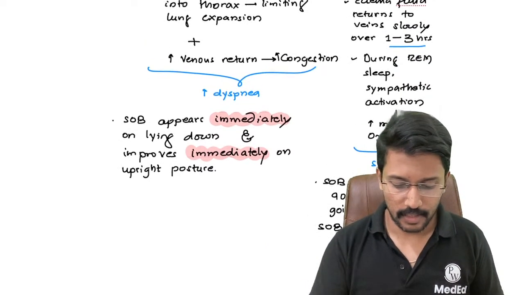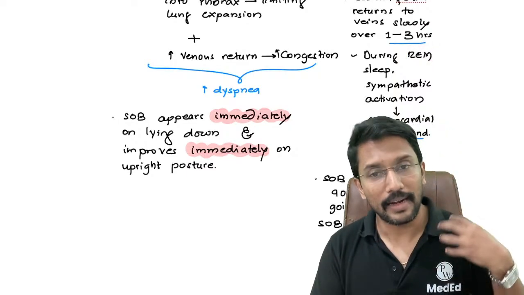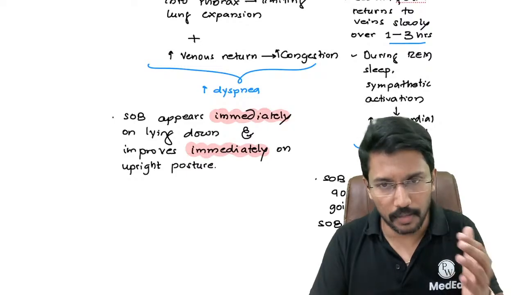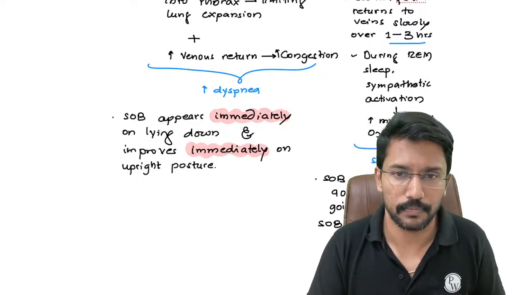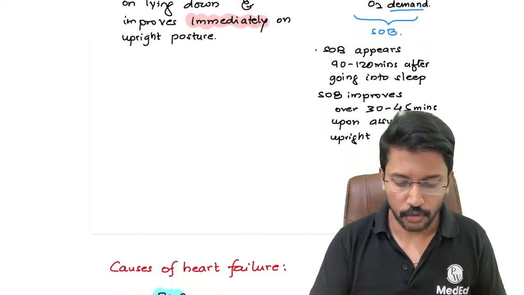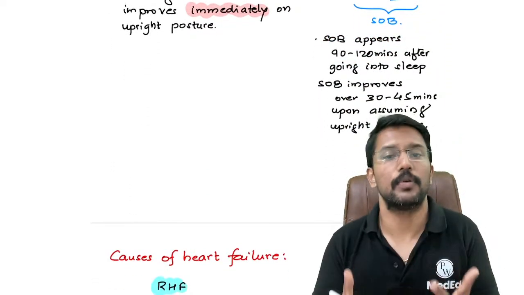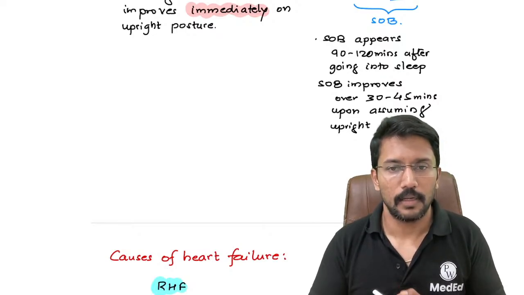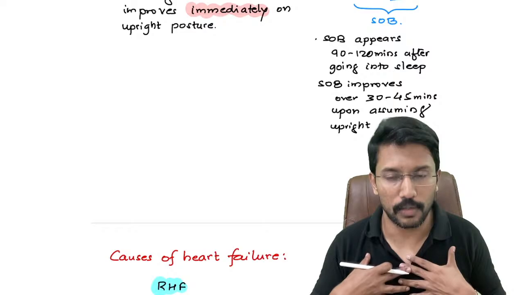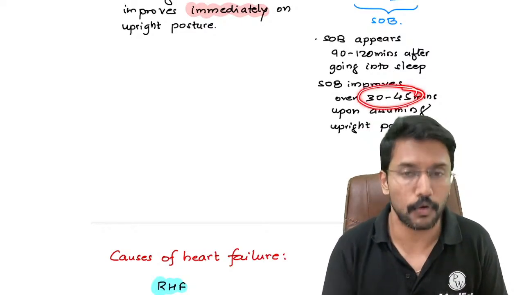Right. So why is that happening? Because during the rapid eye movement phase of sleep, the activation of the sympathetic nervous system happens. That is because of the dreaming. So we get into dreams which activate our sympathetic nervous system. Right. So that is why it takes around 90 to 120 minutes for the shortness of breath to appear in case of PND. And once the patient wakes up because of shortness of breath, the sympathetic nervous system is not going to cool off immediately, and whatever edema fluid that has now come to the lungs will not go to the lower limbs immediately. It takes some time. That is why the recovery takes 30 to 45 minutes.